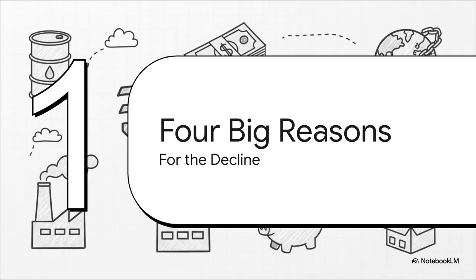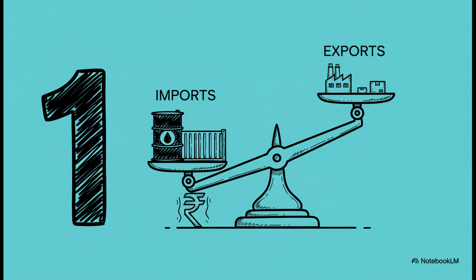So let's break this whole thing down. To really get a grip on what's happening, we're going to walk through 4 big reasons behind this decline. You're about to see it's not just one thing, but a perfect storm of powerful forces coming from both inside India and all around the world. First up, our first major cause, something called the trade deficit.